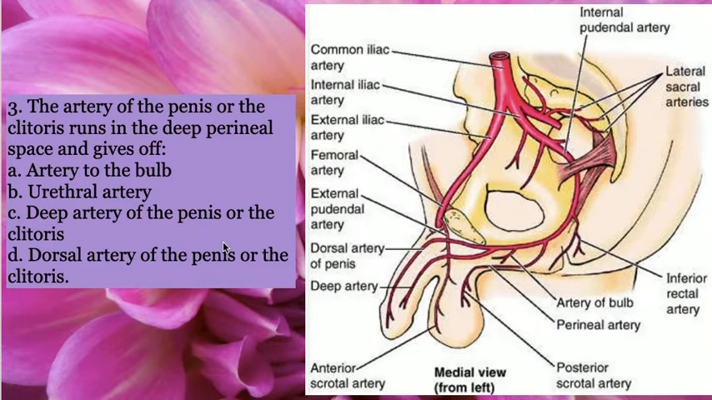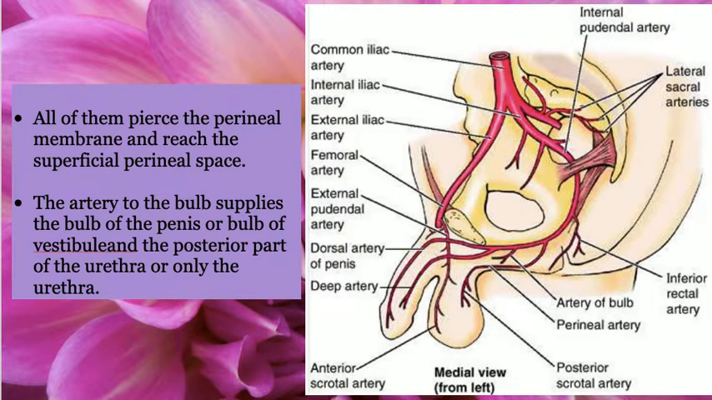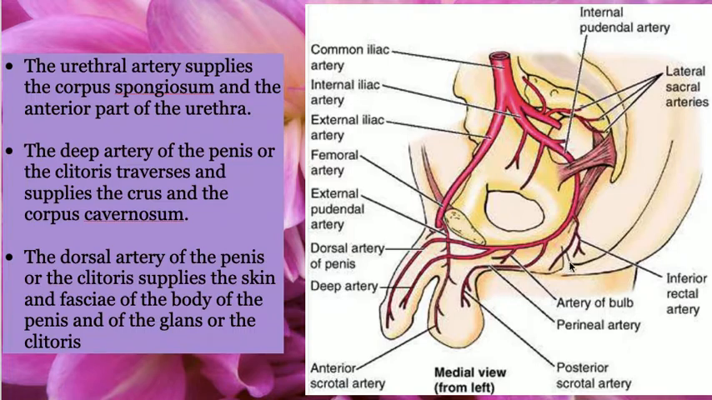The artery of the penis or the clitoris runs in the deep perineal space and gives off the artery to the bulb, the urethral artery, and the deep and dorsal arteries of the penis or the clitoris. All of these arteries pierce the perineal membrane to reach the superficial perineal space. The artery of the bulb supplies the bulb of the penis or the bulb of the vestibule and the posterior part of the urethra. Okay, so the urethral artery supplies the corpus spongiosum and the anterior part of the urethra.